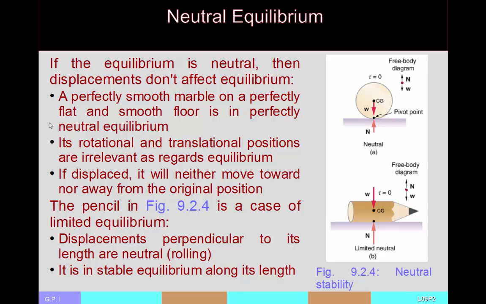So that pencil that I used as an example on the previous slide is actually therefore a case of limited equilibrium, or limited neutral equilibrium if you would like. Basically, it is in a stable equilibrium as regards whether it's going to flip to stand on its tip, but it's in neutral equilibrium as regards whether it rolls or not. So basically that's stable equilibrium along its length and neutral equilibrium in the rolling direction, the lateral direction, if you will.